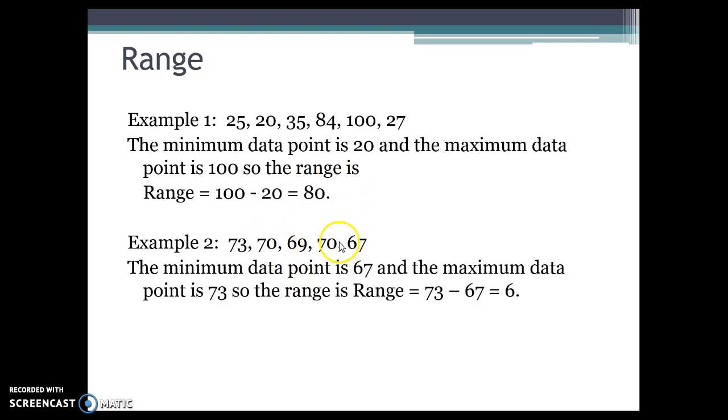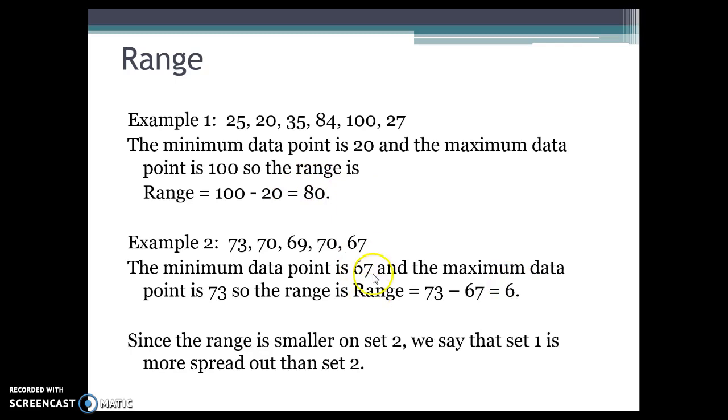Here's another example where the largest data point is 73, the smallest is 67. Subtract them, you get 6. So this one has a smaller range than this one. Therefore, example 1's data is more spread out than example 2 data.